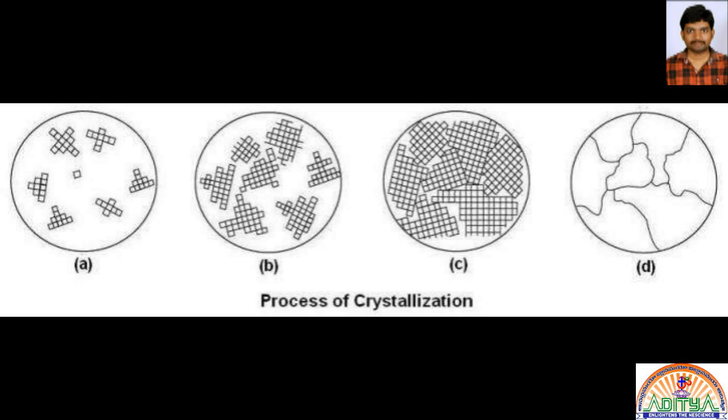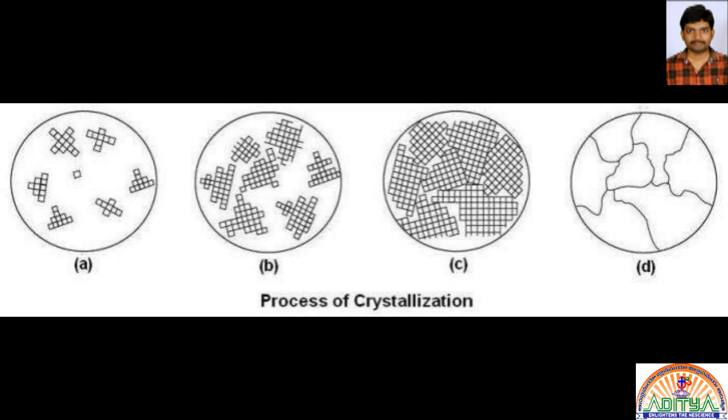The next step is grain formation. This is the main important thing. Grain formation, as the name itself says, is the formation of grains, which are small crystals in a polycrystalline material. The grain boundaries are the interfaces between the adjacent grains. So this is grain formation.